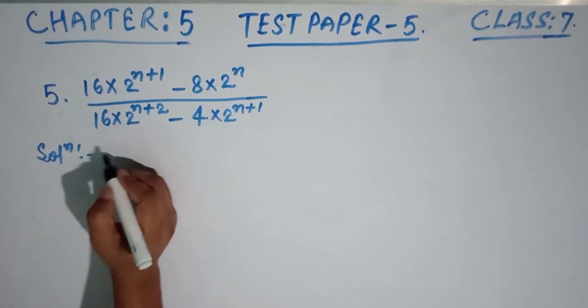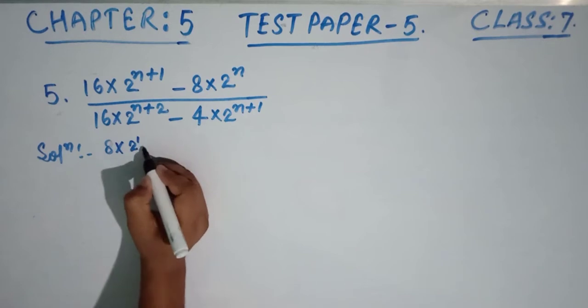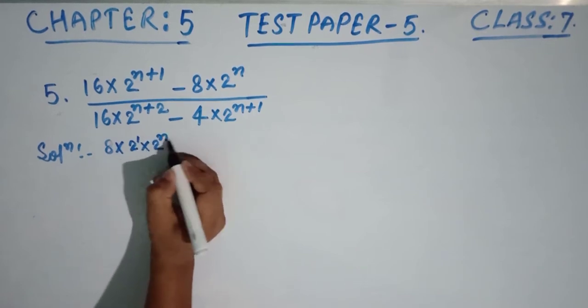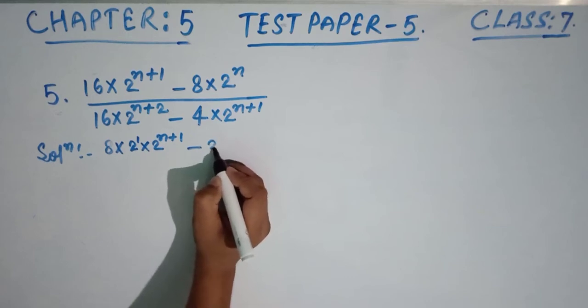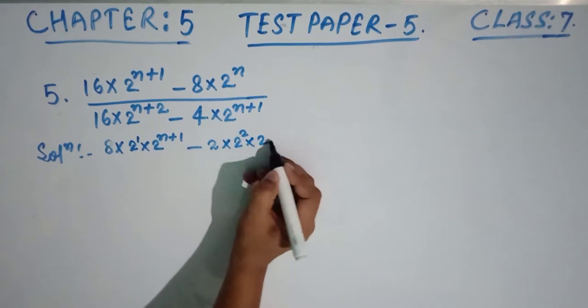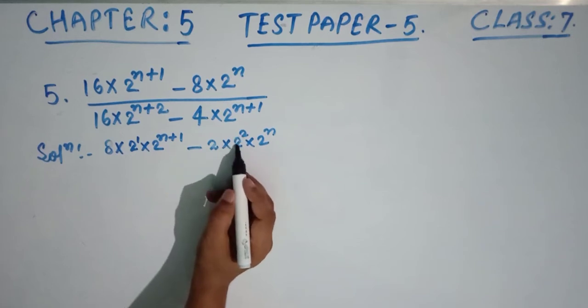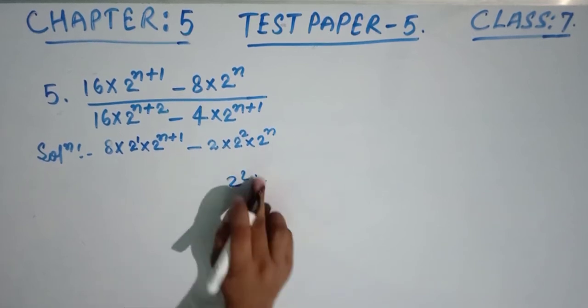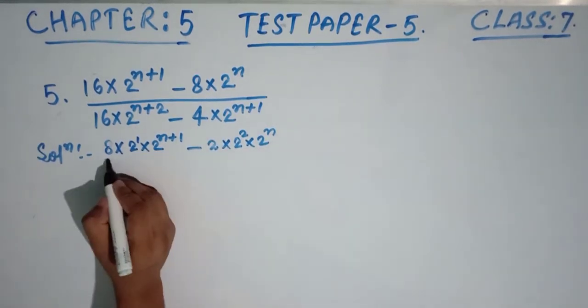Now see friends, this could be written as 8 multiplied by 2 raised to the power 1 and multiplied by 2 raised to the power n plus 1, friends. And now this could be written as, friends, here 2 multiplied by 2 raised to the power 2. Remember friends, 2 raised to the power 2 means 4, and 4 times 2 is 8. So 8 can be written as 2 multiplied by 2 raised to the power 2.